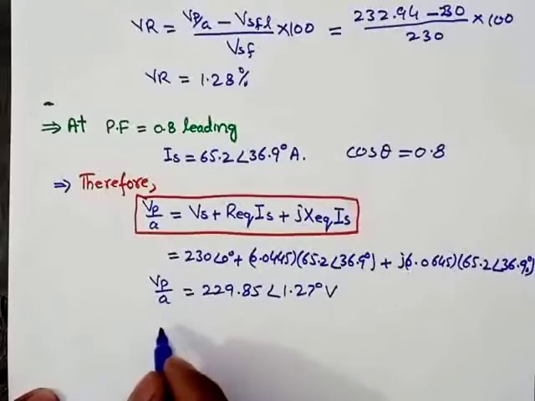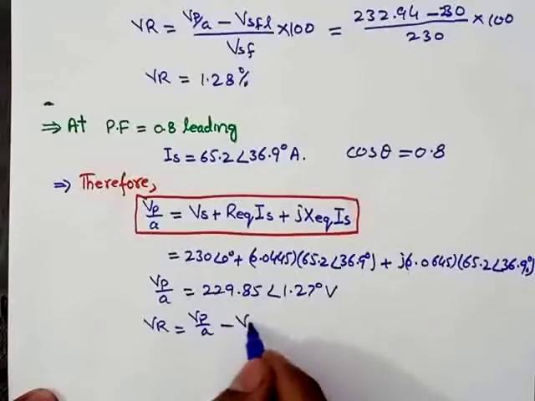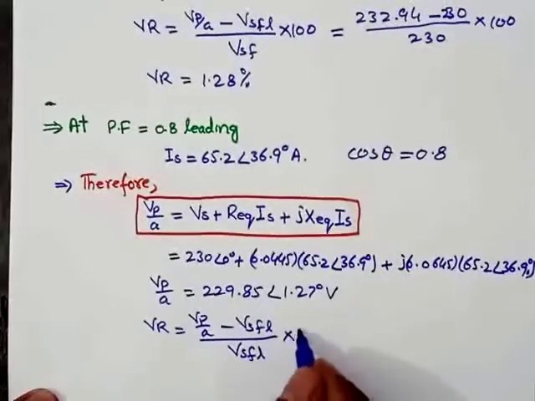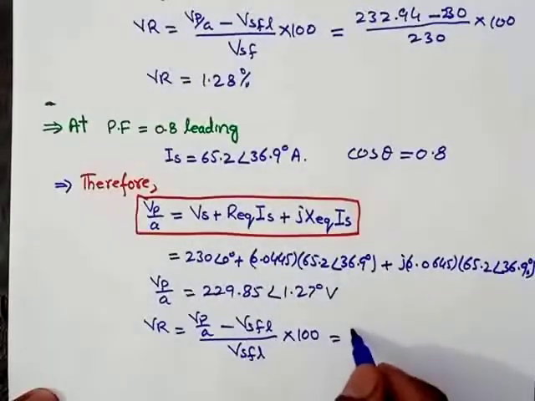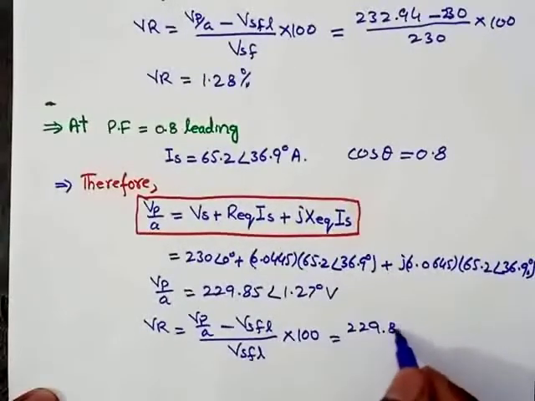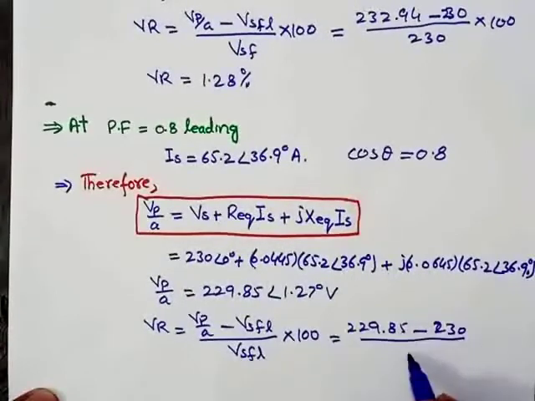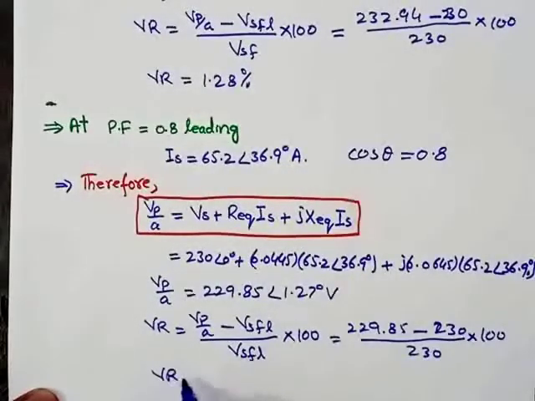The voltage regulation will be Vp over A minus Vs full load, divided by Vs full load, into 100. Putting the values of Vp over A and Vs full load in this equation, we get 229.85 minus 230, divided by 230, multiplied by 100. After solving this, the voltage regulation is equal to minus 0.062%. Now the voltage regulation is negative.